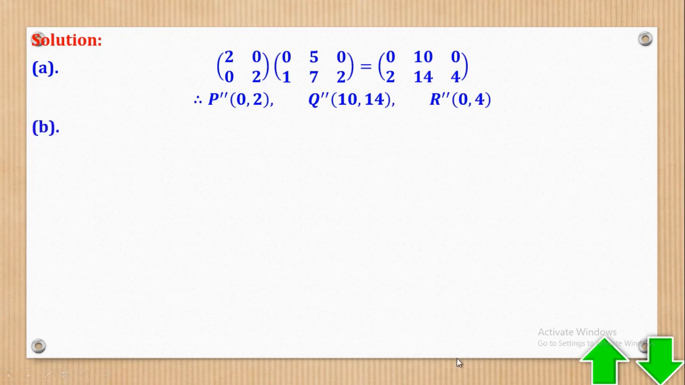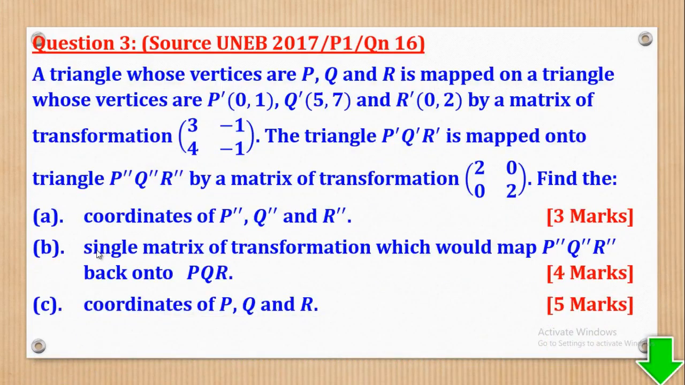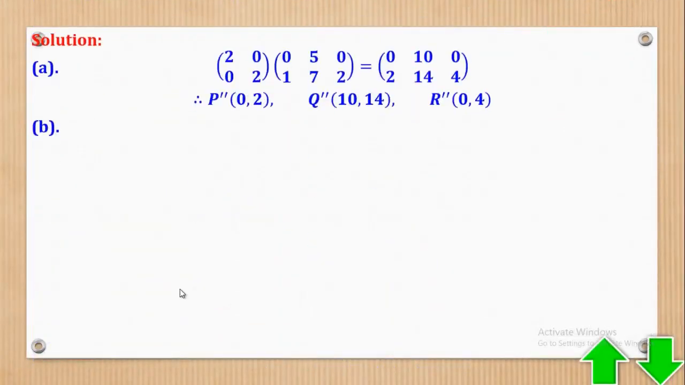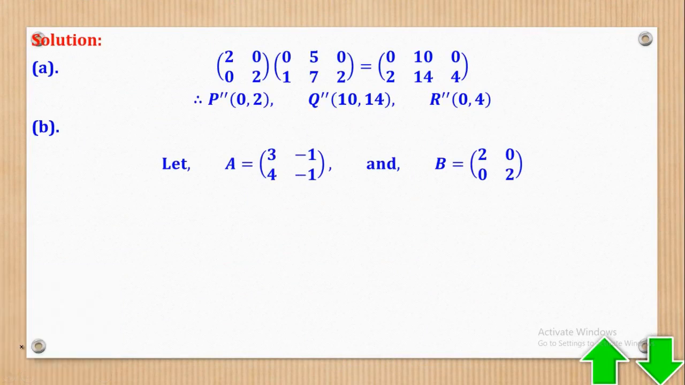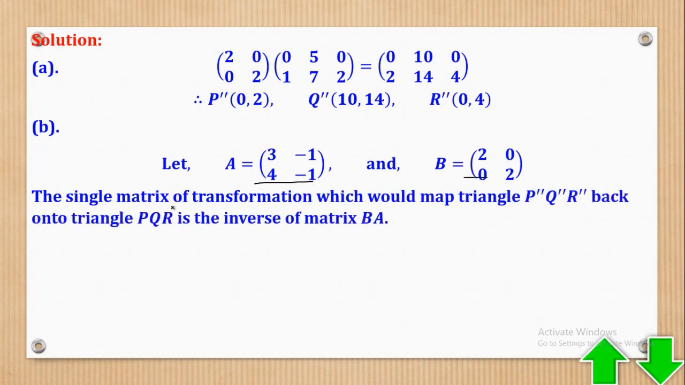Now we shall go to part B. Part B says find the single matrix of transformation which would map P double prime, Q double prime, R double prime back onto P, Q, R, or back onto the original object. That means there is an inverse which is needed somewhere. So we are going to first get the single matrix of transformation. This was the first one and this is the second one. Therefore, the single matrix which maps the final image back onto the object is the inverse of BA. Remember, the order of the matrices is that the last becomes first and the first becomes last.